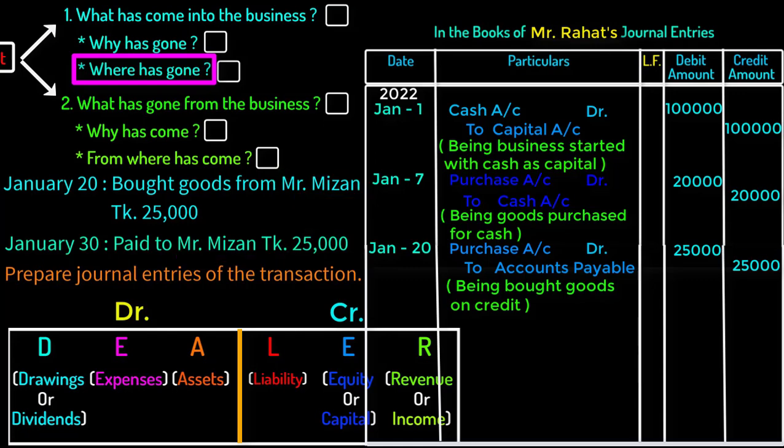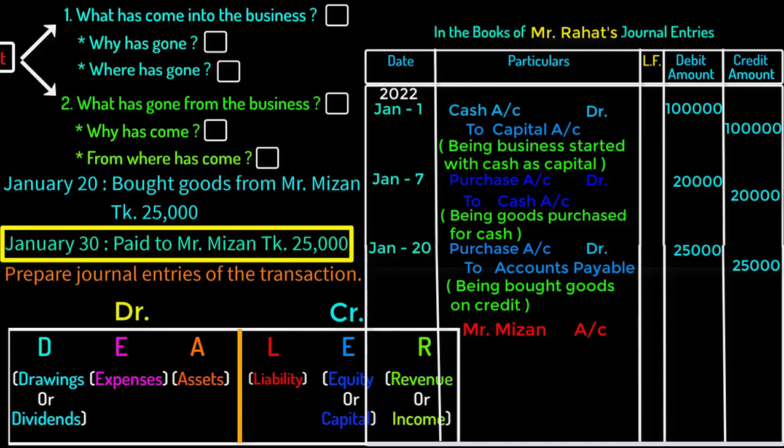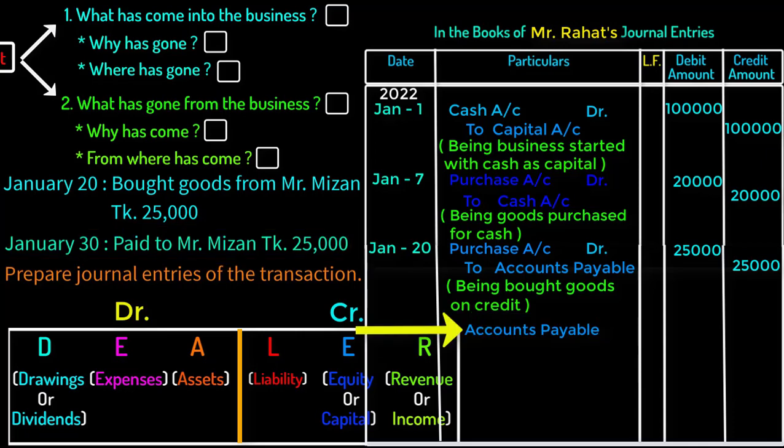Okay? From the answer of this question, you have got one account here, and that is Mr. Mizan account. But for this transaction, you cannot write the name Mr. Mizan here, because you know that when goods are purchased from someone on credit, then you have to write accounts payable instead of the name of the person.